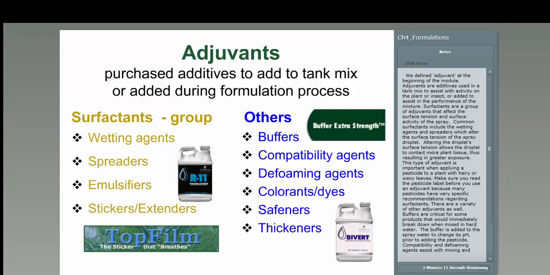Colorants or dyes are used for either safety reasons or to assist the applicator in seeing what area has been treated and what area has not been treated. Thickeners are used to reduce spray drift.